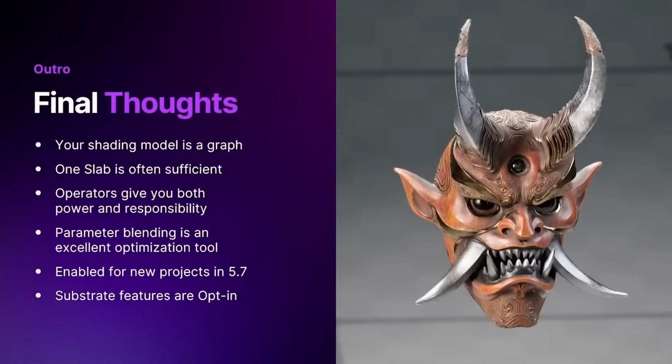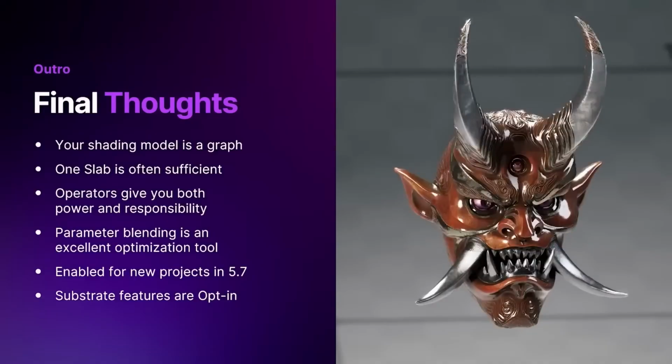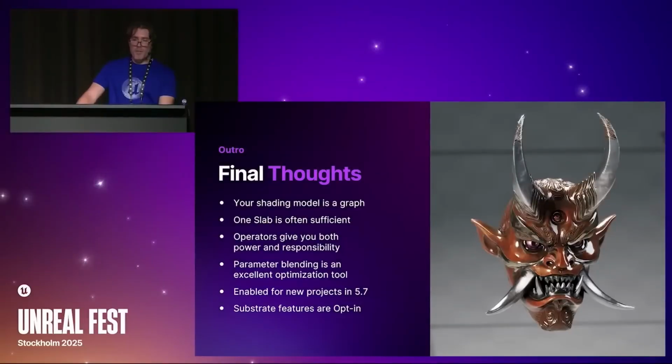So that brings us to the end. We've taken our materials from this to this. So I want to take a moment to recap what we've covered and leave you with a few key takeaways. So Substrate is a new approach to authoring shading models in Unreal, and it should be thought of as a framework to fit your needs. Instead of selecting shading models, you now construct material topologies using slabs and composition operators. Even a single slab can be more expressive than a full legacy material, and that's often the best place to start.